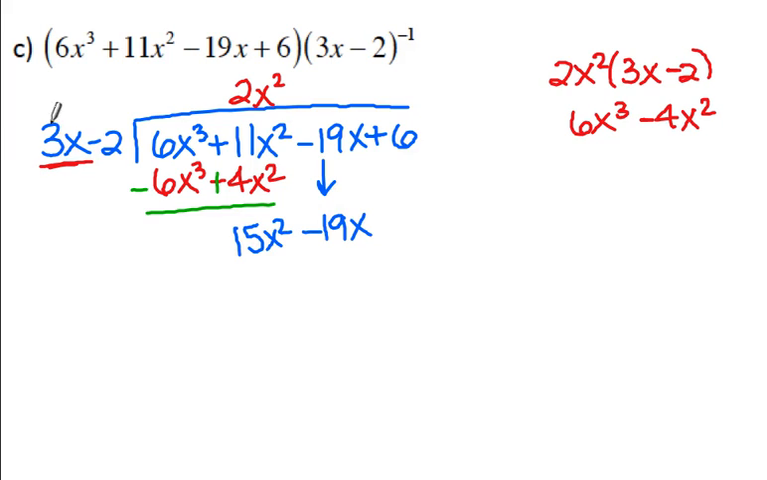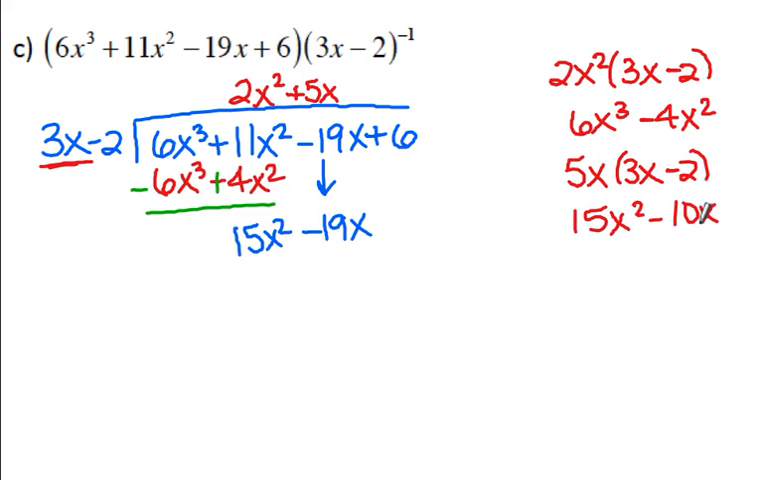What times 3x gives you 15x squared? And that's going to be 5x. Because 5x times 3x is 15x squared. Multiplying along the side. So that gives me 15x squared minus 10x. So I'm going to put that over here. Going to draw my line, change my signs. Combine, and that gives me negative 9x plus 6.